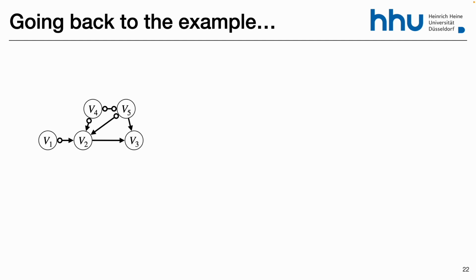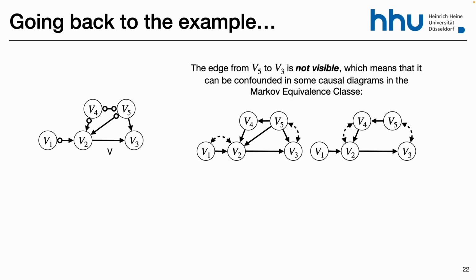There's no arrowhead pointing on it. It eliminates all the two conditions, so it's not visible. Which means that I can create models where there's no directed edge between V5 and V3, only a bidirected edge, or both. So that's two cases here. So I can never have a bidirected edge here.